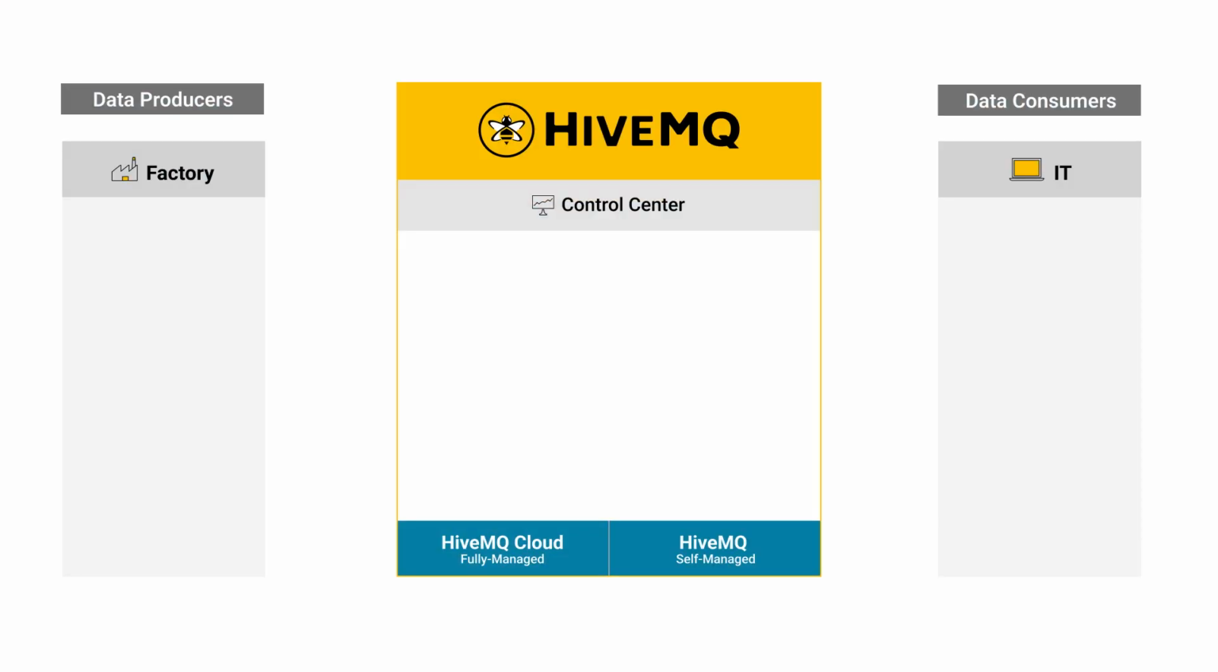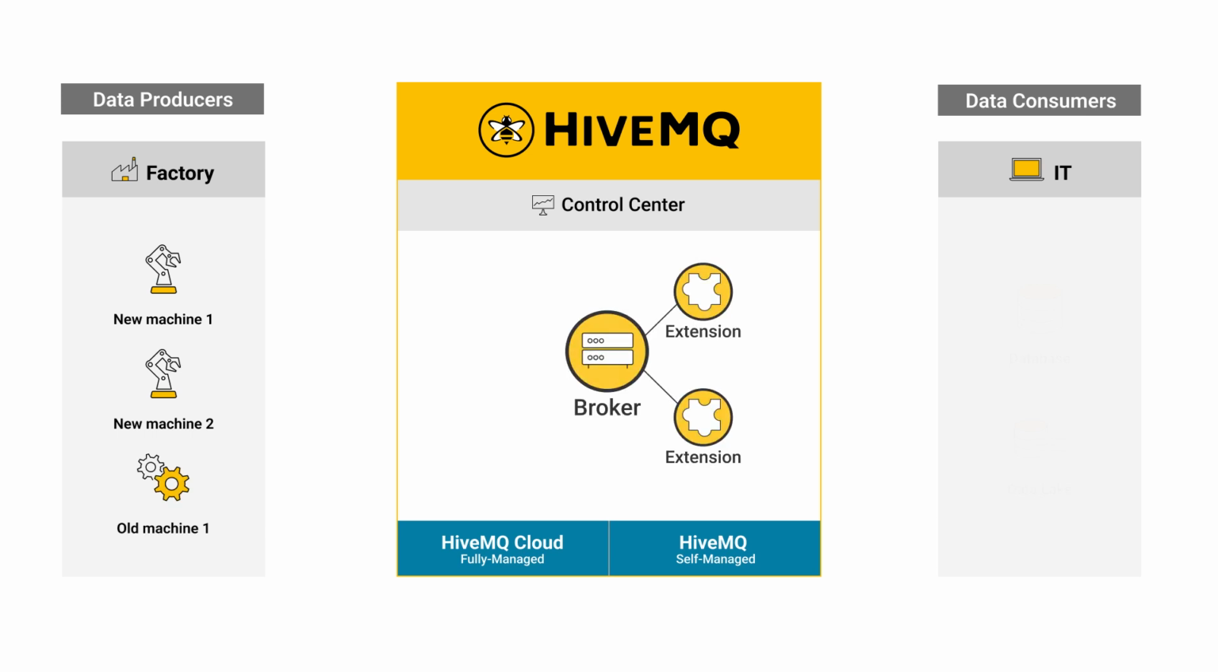Our example shows a factory with several machines on the shop floor. All of them use MQTT to send and receive data. There are 2 new machines and 1 old legacy machine. All 3 machines publish data to the HiveMQ broker in the middle of this deployment. Additional extensions can be used to connect this data to other services like databases.